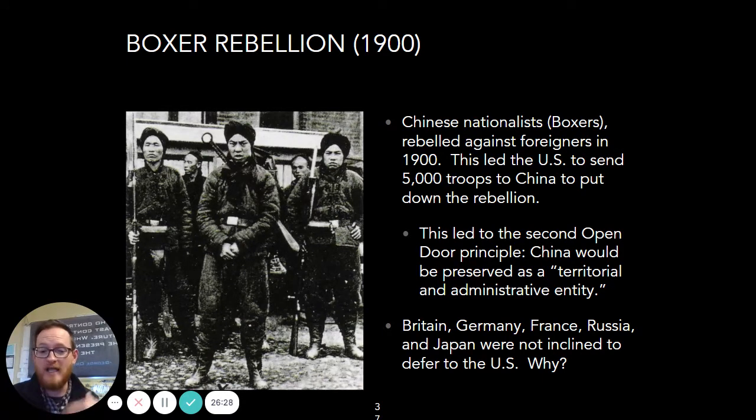And this led to the second open door principle, which is the idea that China would be preserved as a territorial and administrative entity. And again, that doesn't mean we have control over China. That doesn't mean we're annexing it or anything like that. But that China should be basically its own thing outside of the influence of other countries, but still trading with other countries. And again, you're going to see those other European powers weren't really inclined to defer to the U.S. in this situation, because we didn't have much of a presence there. They didn't really see a need to defer to us, because it's kind of like, well, what say do you have in China? You're not even really super involved there.